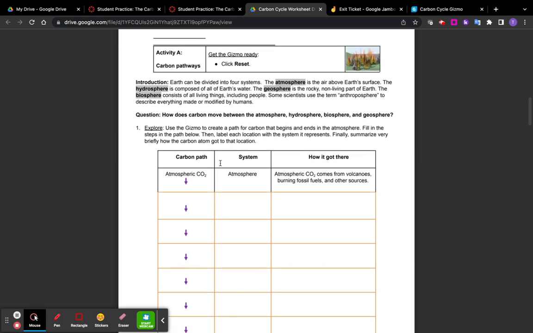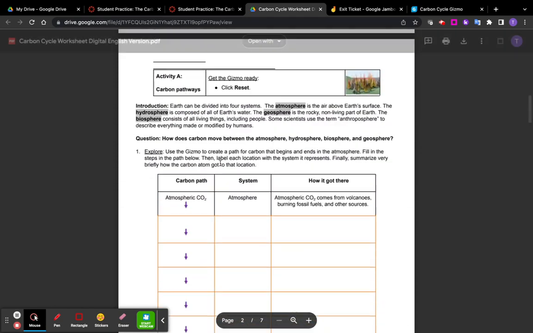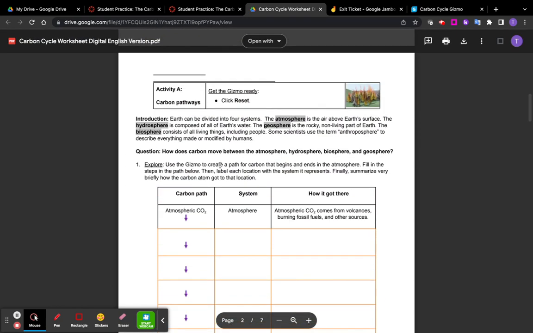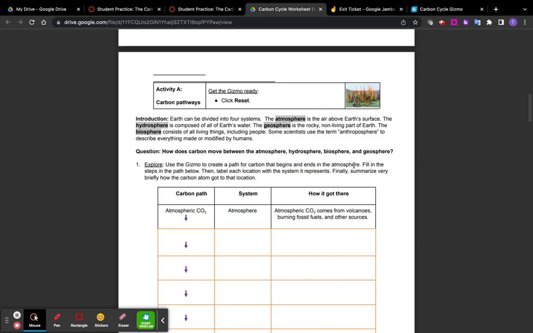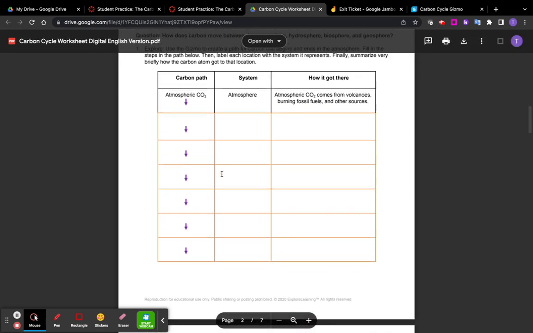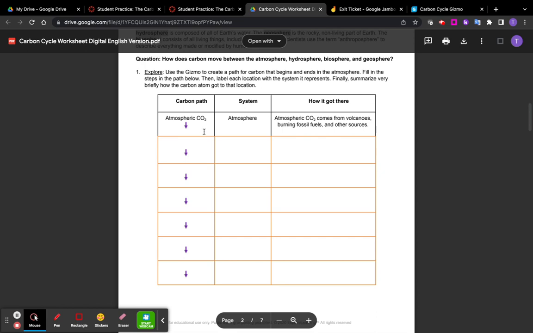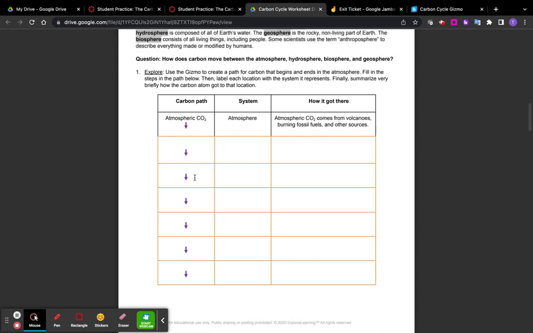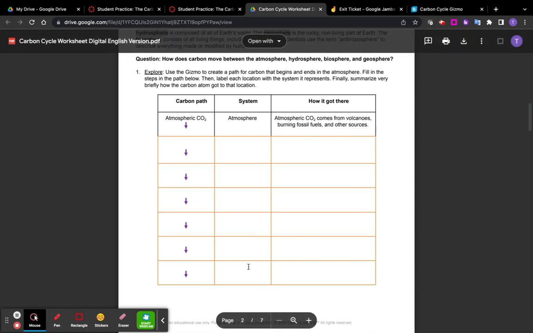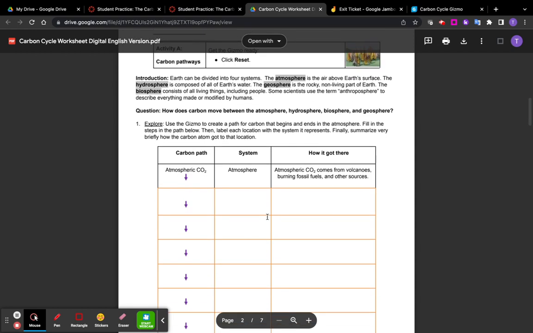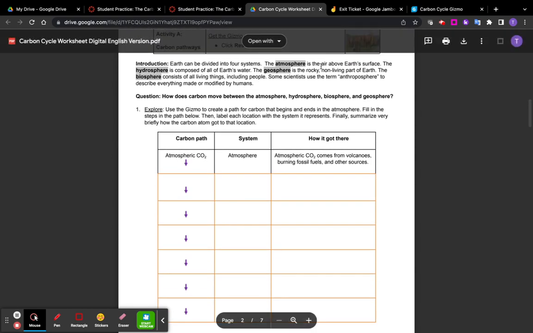So what it wants you to do in this gizmo is use it to create a path for carbon that begins and ends in the atmosphere. Fill in the steps for the path below. Yes, use them all. If you try to cheat and just go right from atmosphere somewhere then back to atmosphere, you will lose points for all of these boxes. So don't do that.